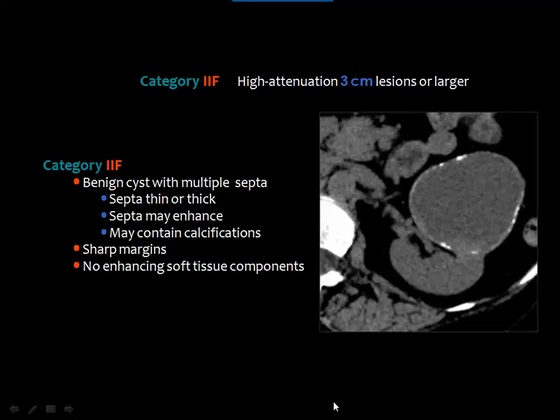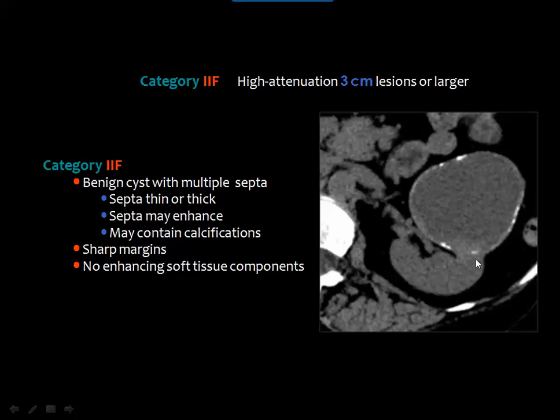Category 2F includes cysts that contain more septations and may contain calcium. Then the cyst has a sharp margin and there is no enhancing soft tissue component.